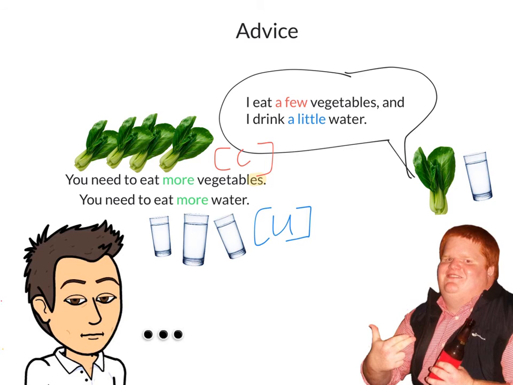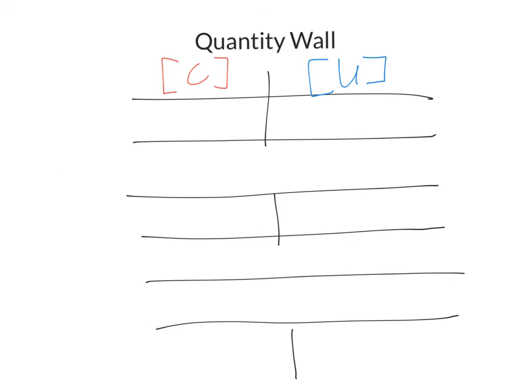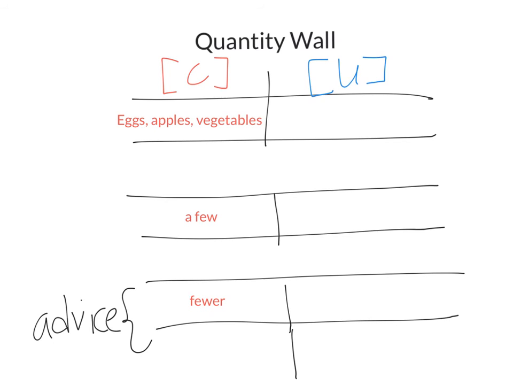Now, let's build the quantity wall. For countable nouns like eggs, apples, vegetables, we can add s, es or ies to them. For countable nouns, we will use a few and fewer when we want to talk about advice. But for uncountable nouns like water, juice, spaghetti, we cannot add s to them. So we will use a little and also less when we want to give advice.